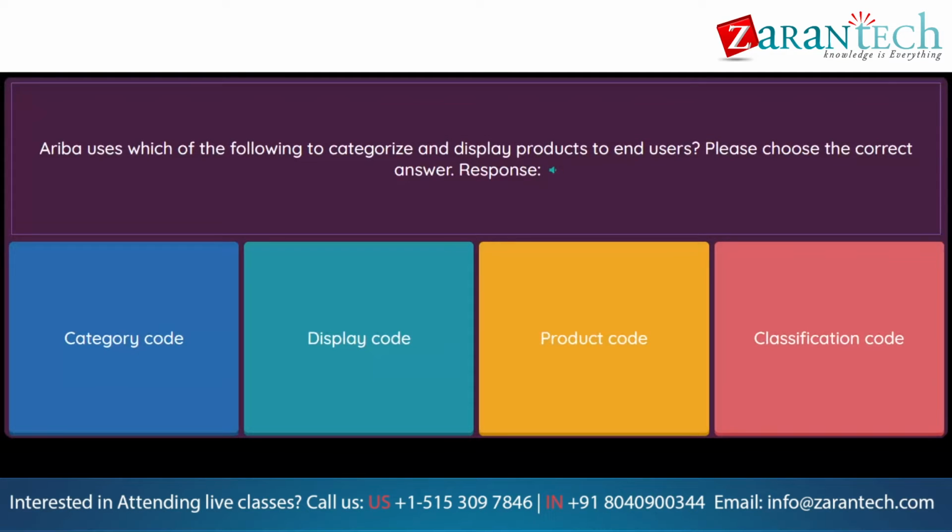Question: Ariba uses which of the following to categorize and display products to end users? Please choose the correct answer. Response: Option 1. Category code. Option 2. Display code. Option 3. Product code. Option 4. Classification code.